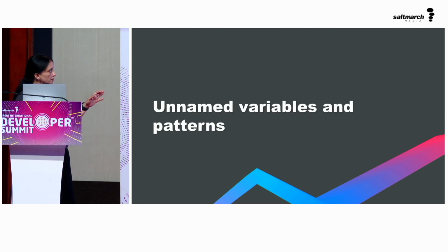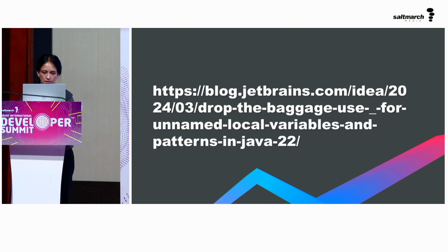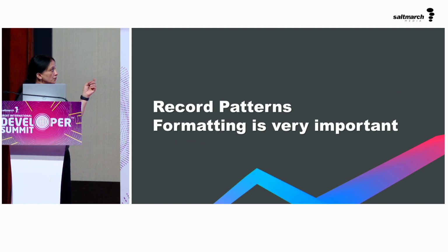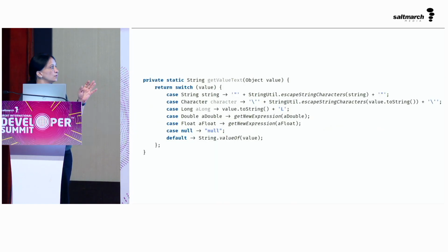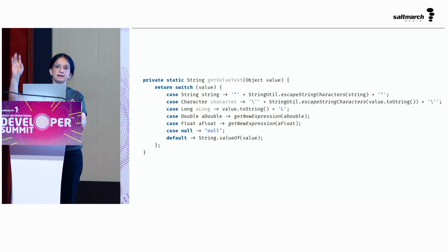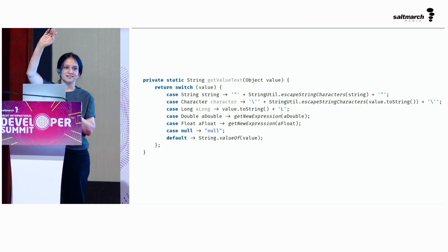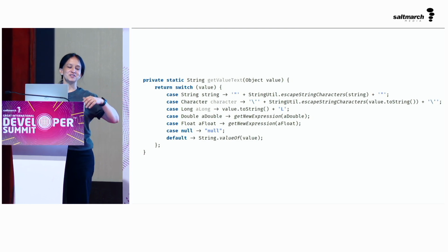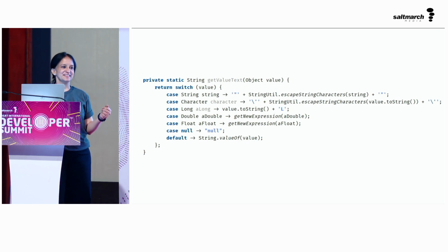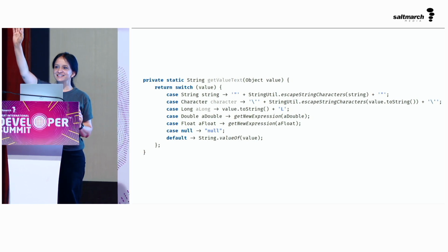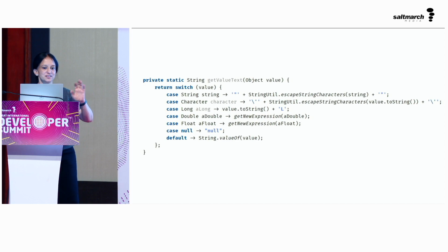And the last part that I want to cover is unnamed variables and patterns. Before I do that, has anyone used record patterns? Okay, I love you people. You've used so many new Java features. Anyone else? Yes? Okay. So this is how you might use the record patterns in switch expressions.